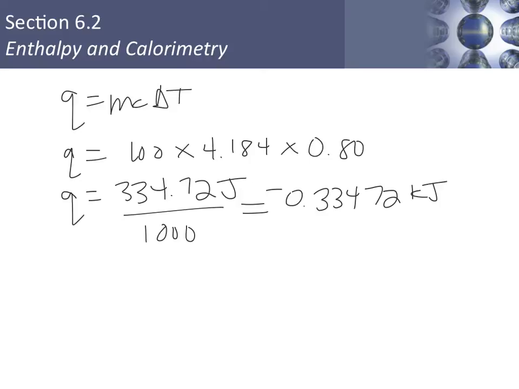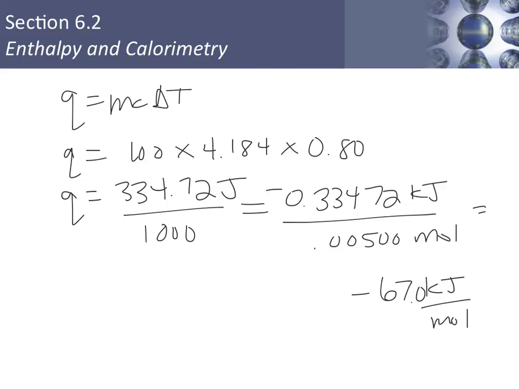And then now I'm ready to do my ratio of kilojoules to moles. So I'm going to take this number and I'm going to divide it by the moles that I calculated previously. And I'll get my final answer: negative 67.0 kilojoules per mole released through that chemical reaction.